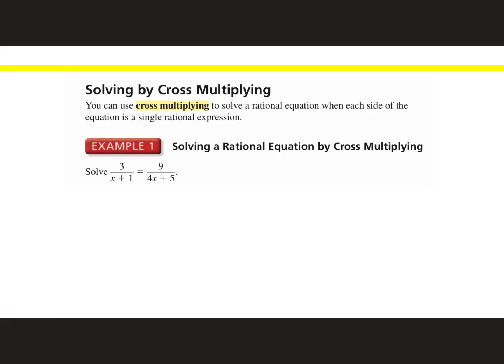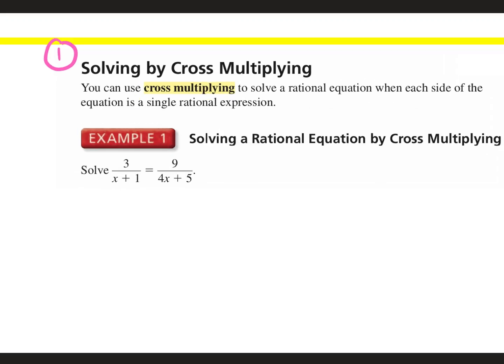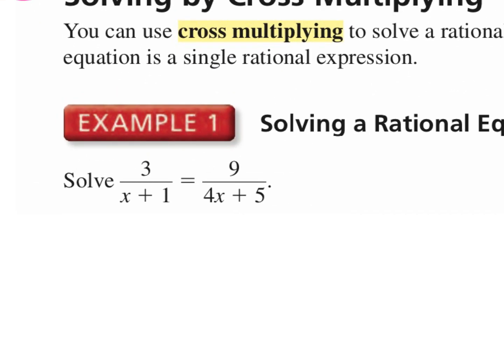There's two different ways that we're going to be solving rational equations. The first one is when we have a fraction is equal to a fraction, we can cross multiply. Cross multiply means that we multiply the bottom of one to the top of the other, and the bottom of the other fraction to the top of the other one. So exactly what it looks like, we're cross multiplying.